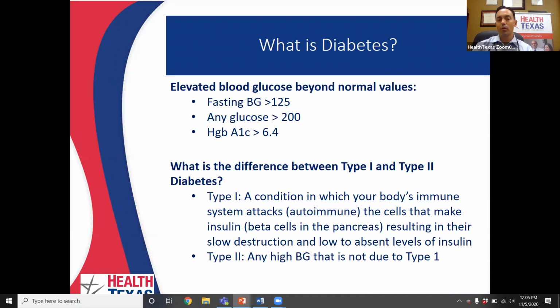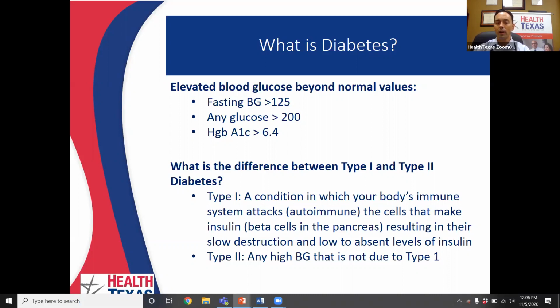All right, so first, the question now obviously is, what is diabetes? There's actually a lot of confusion about that. So I tried to be fairly objective here and show you the way we think about that on the clinician side. Diabetes, as you know, is elevated blood glucose beyond normal values.